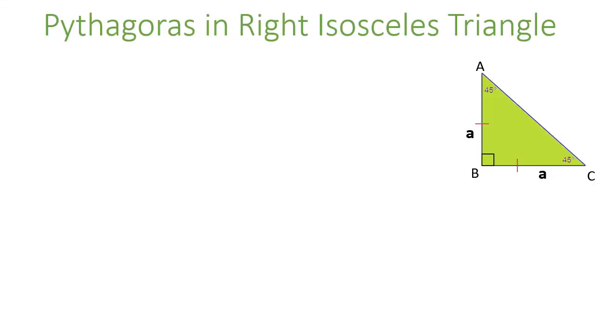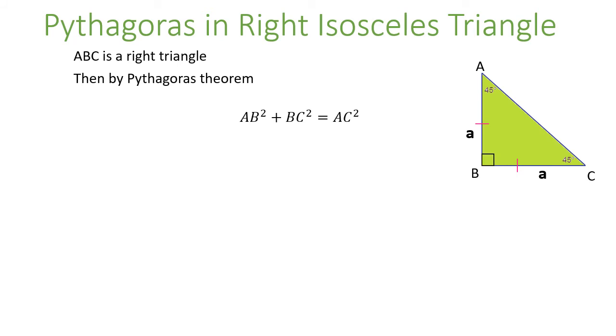Now we can apply Pythagoras theorem in a right isosceles triangle because it's a right triangle. So by Pythagoras theorem, AB square plus BC square equals AC square. But in a right isosceles triangle, the two sides are equal. So this is A and this is also A, the measure of it, and A is a general number. But I don't know the hypotenuse, what is the measure of it. So I put instead of AB square, A square plus A square equals AC square.